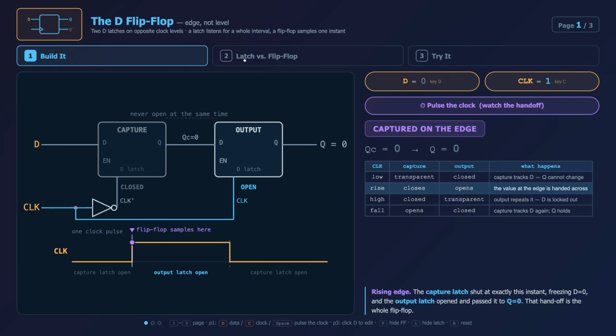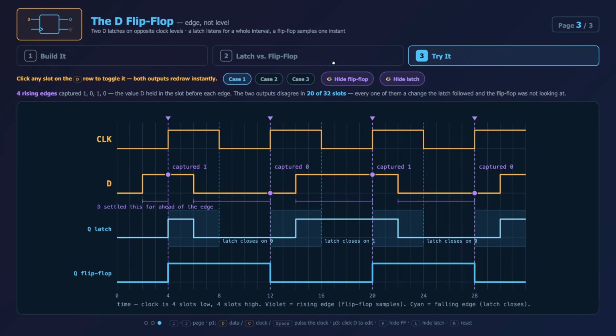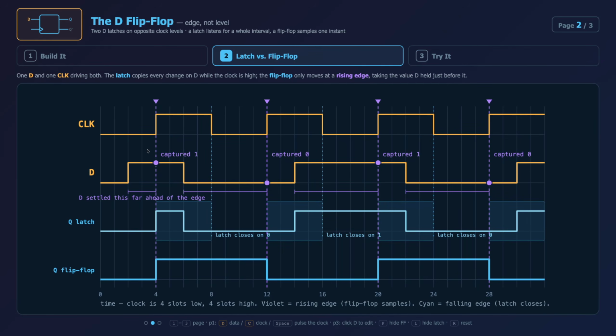So one thing that's important to understand in a digital logic course is the difference between a flip-flop and a latch, okay? I have this graphic here, and there's a chance for you to try it. You go to the try it stage, and you can hide the outputs and make a guess at what everything should be. So you can work it out and then reveal the answers. All right, so let's go back and talk through what's happening with a timing diagram that illustrates the difference between a latch and a flip-flop.